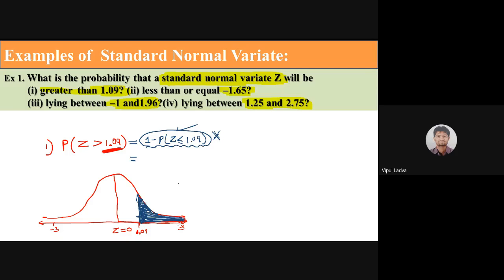वो मुझे पता है. That is half. We know that this is exactly half, so we will not mention it like that. But what we will write is 0.5, which is the probability that z is lying between 0 and 3. So हम इसको ऐसे ही लिखेंगे: 0.5 minus probability that 0 is less than z is less than 1.09, sorry. Am I clear?